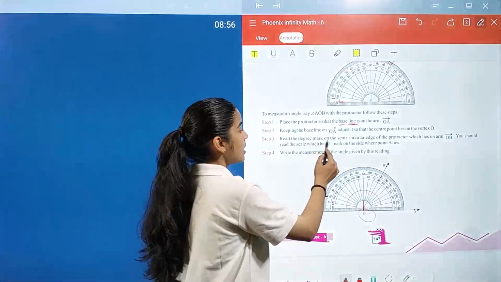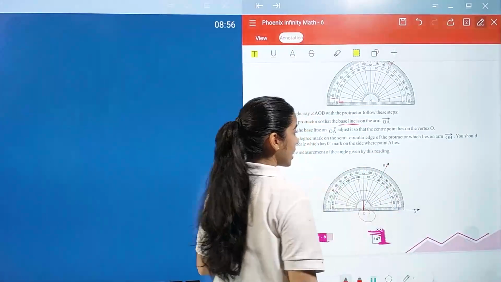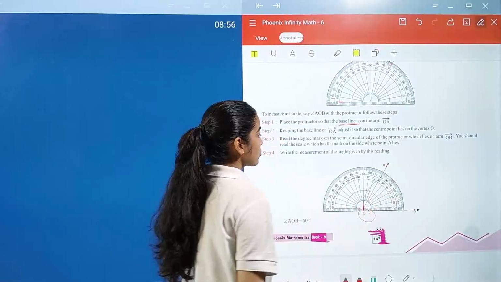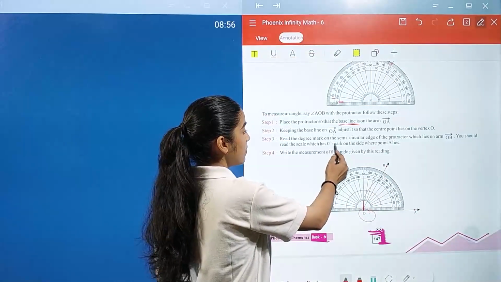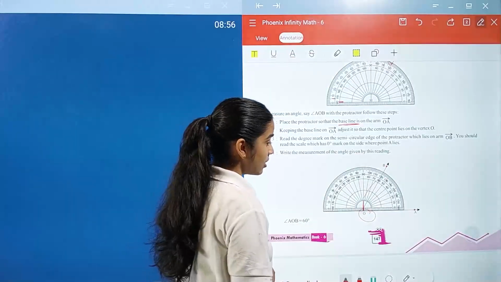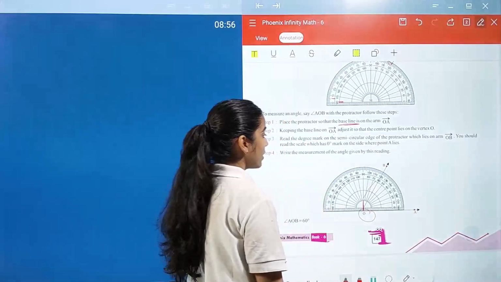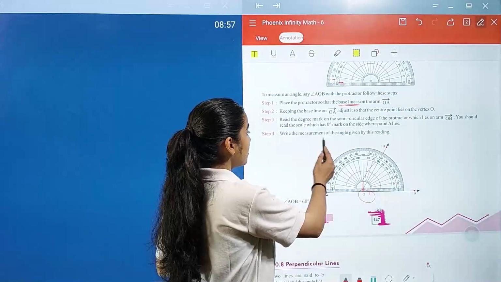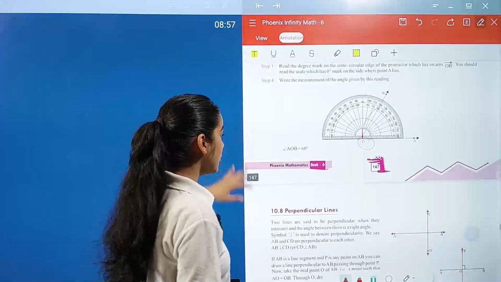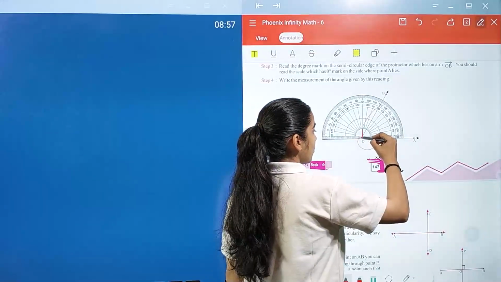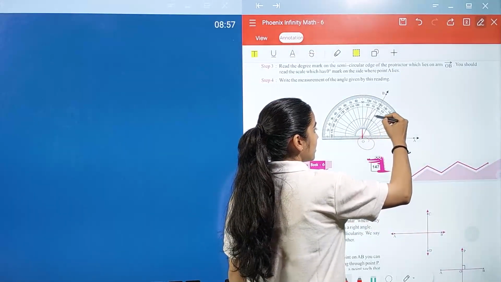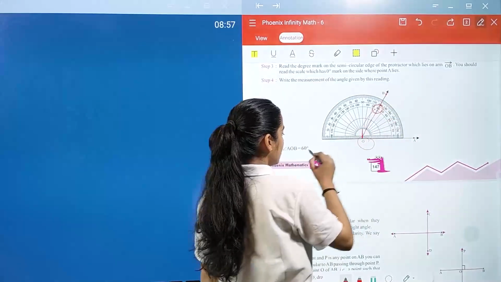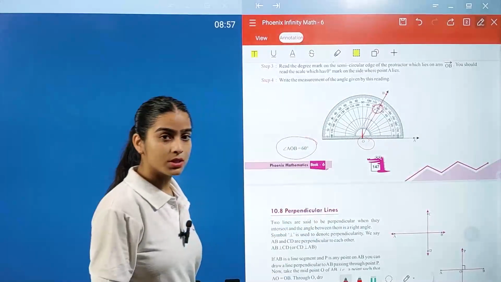After this, read the degree mark on the semicircle edge of the protractor which lies on arm OB. So now you have to see where this line OB lies. You should read the scale which has the 0 degree mark on the side where point A lies. Write the measurement of the angle given by this reading. So now what you see is that this ray lies on 60 degrees. So your angle AOB is equal to 60 degrees.